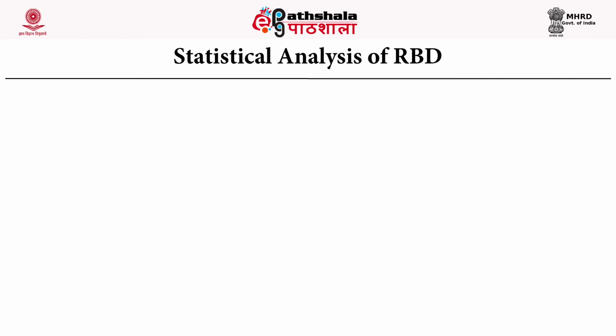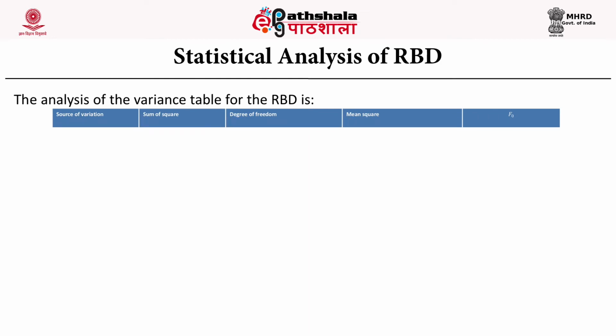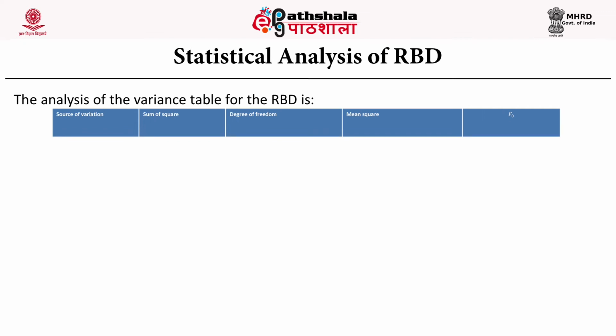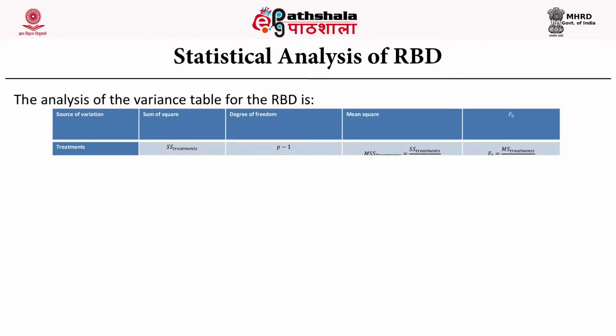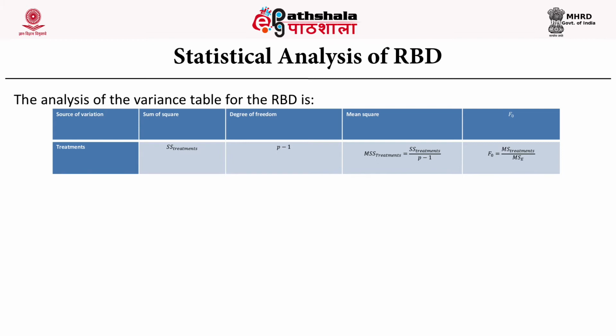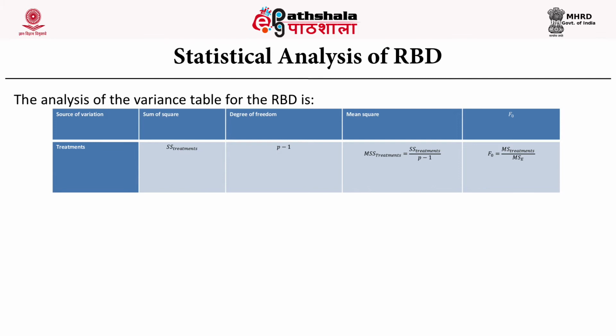The analysis of variance table for the RBD is given here as follows. In the first column we have the source of variation, in which we have treatments, blocks, errors and totals. In the second column we have sum of square, in which we have sum of square due to treatment, sum of square due to blocks, sum of square due to error, and at last sum of square due to total. The degree of freedom corresponding to the treatment sum of square is P minus 1, for blocks it is Q minus 1, for the error term it is (P minus 1)(Q minus 1), and for total it is N minus 1.